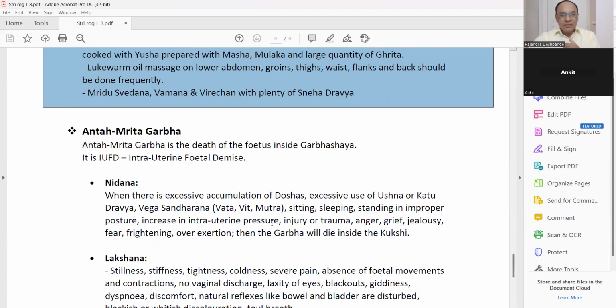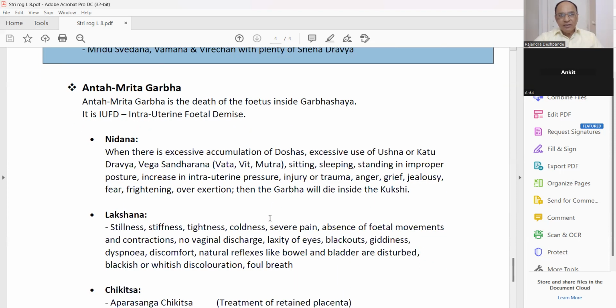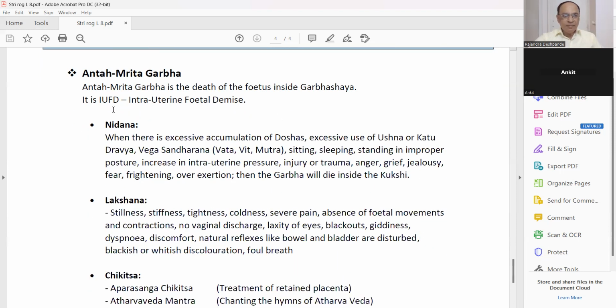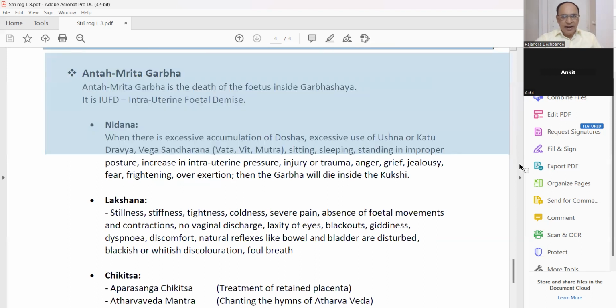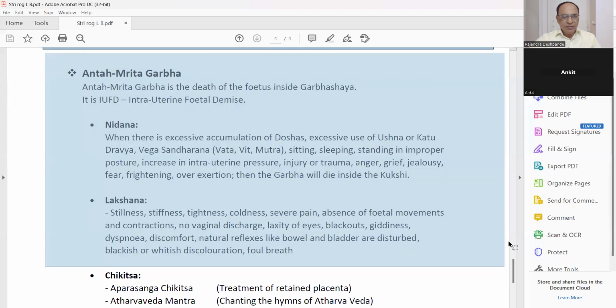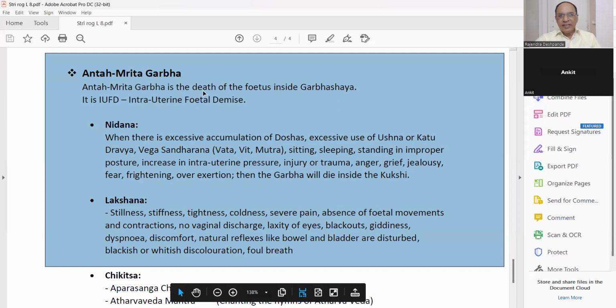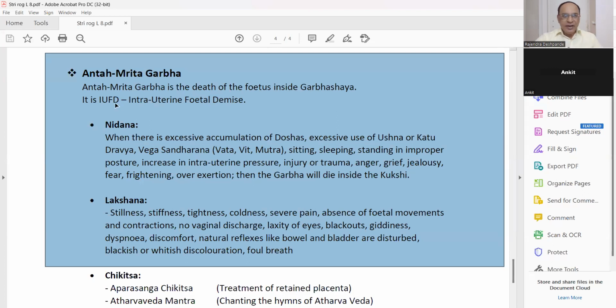Okay? Then what will be the next step of Leena Garbha? That is Antah-Mrita Garbha. Can you see? Antah-Mrita. Dead. Fetus is dead. First, we will see the Antah-Mrita Garbha, the death of the fetus inside the Garbhashaya, that is uterus. It is IUFD, intrauterine fetal demise. Can you write down this word, please? IUFD. Intrauterine fetal demise means death.